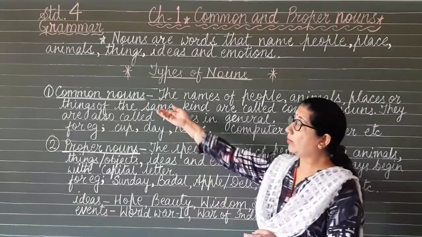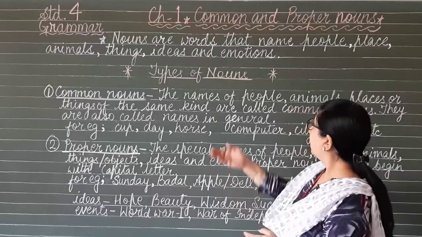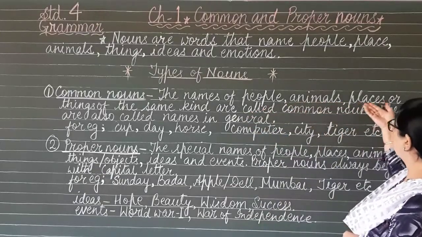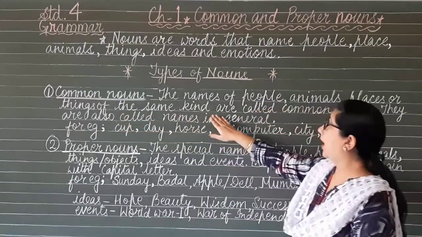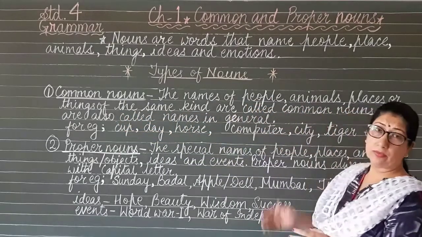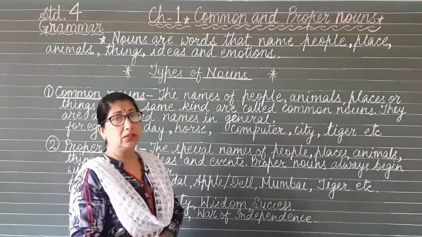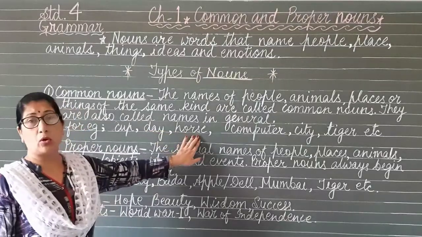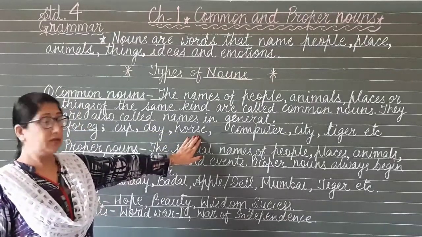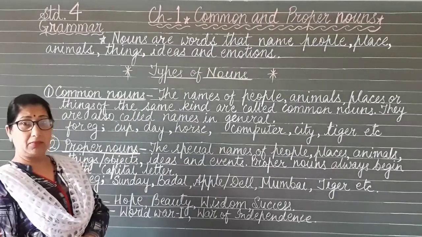First is a common noun. This you have already studied in your previous classes. The names of people, animals, places or things of the same kind are called common nouns. These should be of same kind. If we are talking about animals, so the animals of same kind, like here I have taken the example horse. All horses will be included in common nouns because they are of same kind.